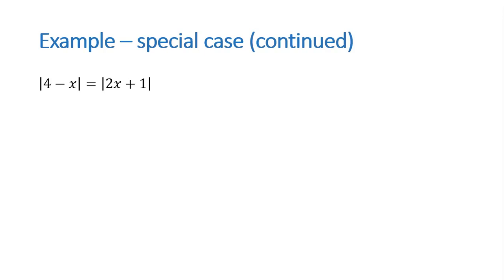Well, it means either they're the same, which means 4 minus x is equal to 2x plus 1, or they're opposites, which means 4 minus x is equal to the negative version of 2x plus 1. So the first one's pretty straightforward. If they're the same, they're equal. For the second equation, notice I put parentheses around the 2x plus 1.